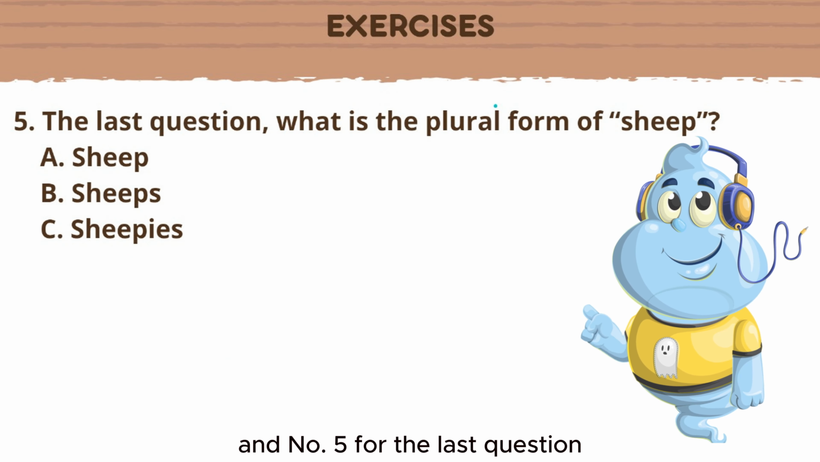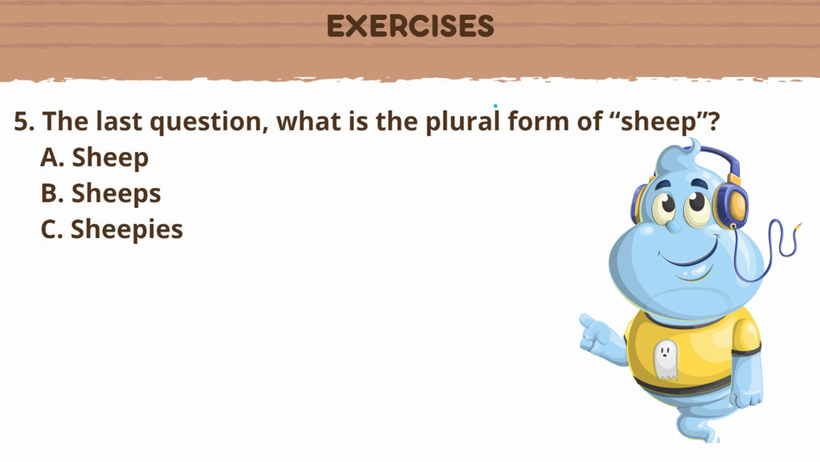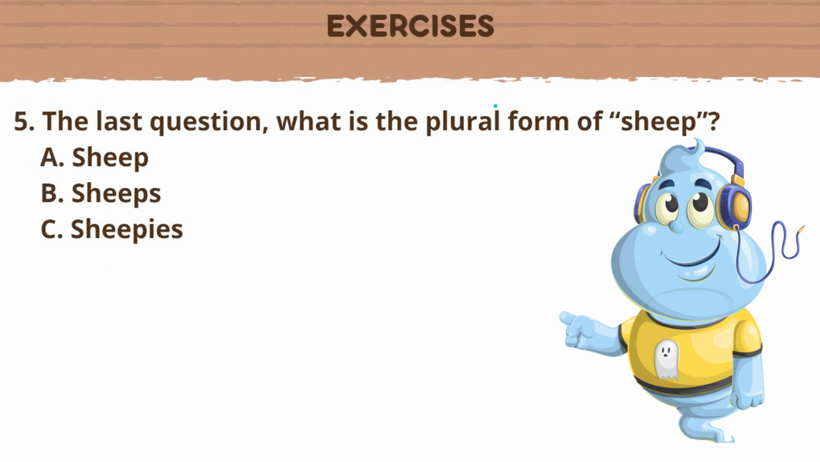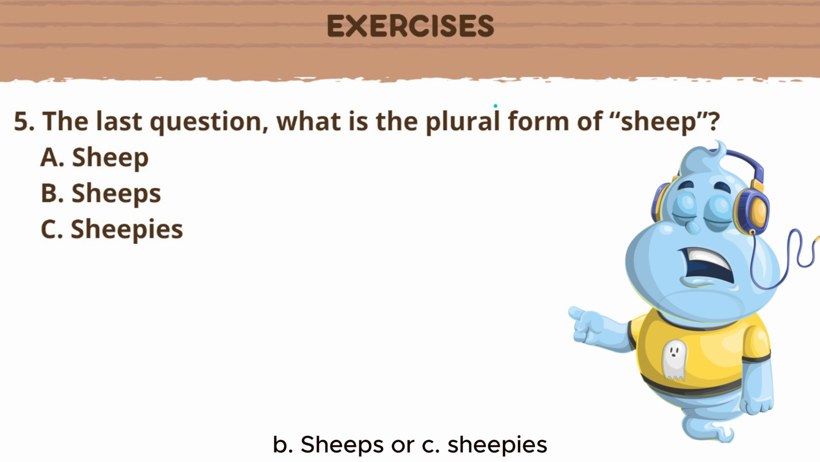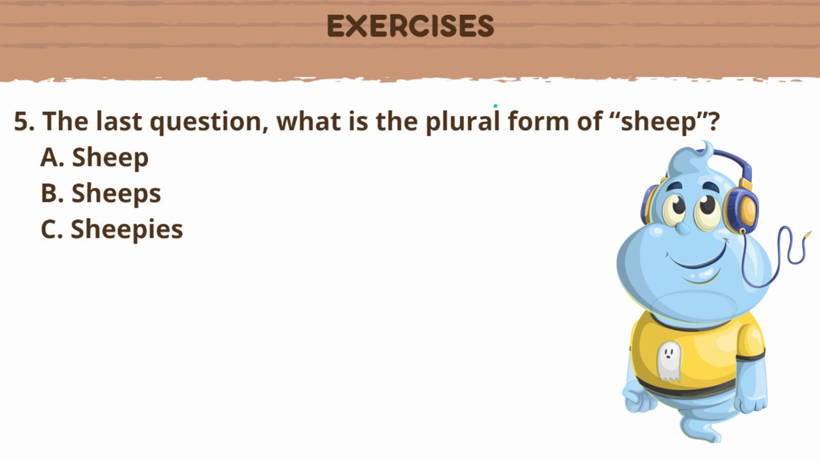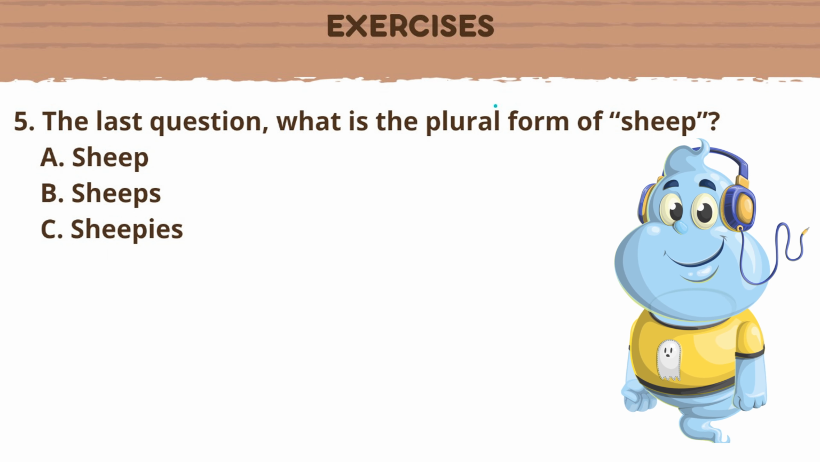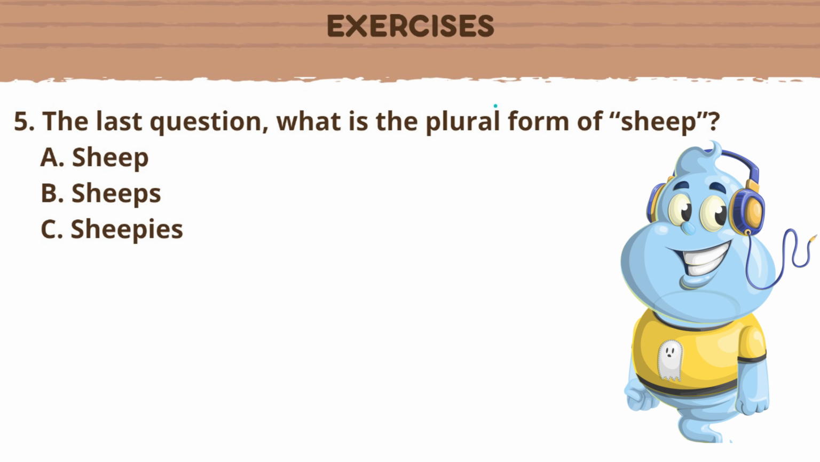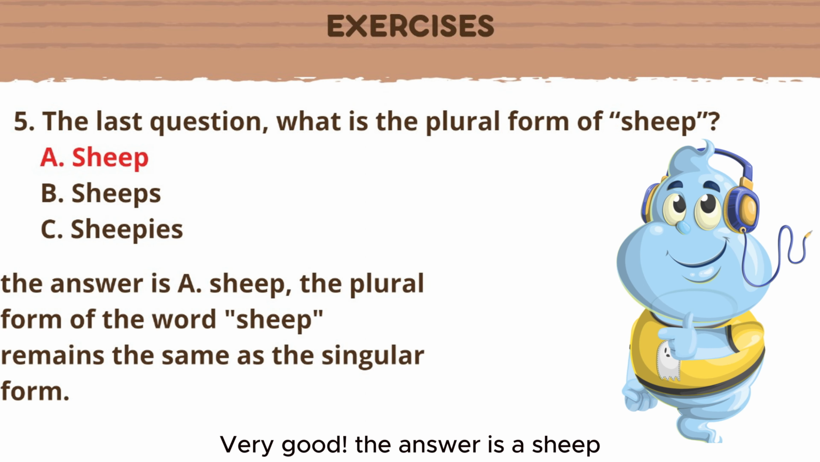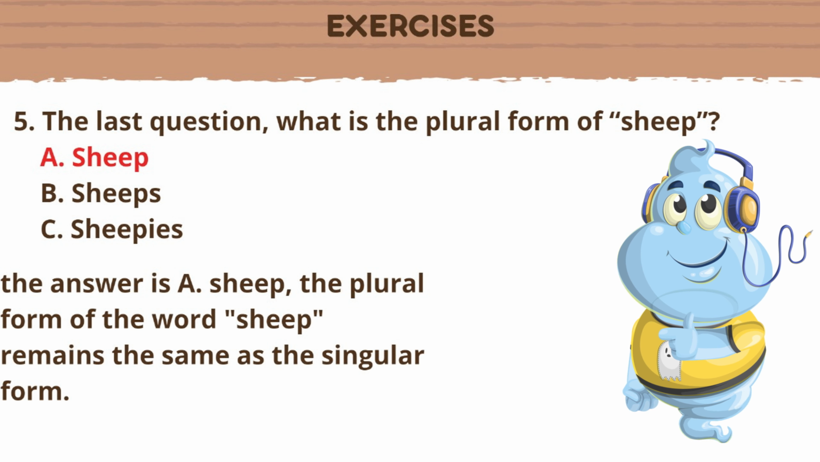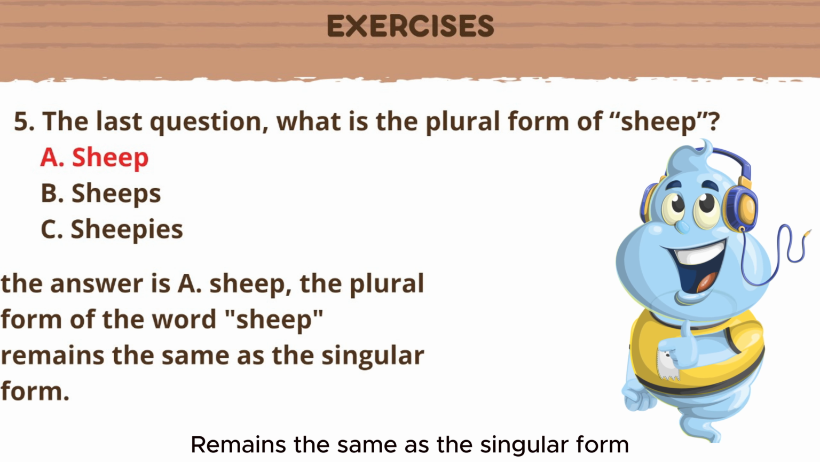And number 5, for the last question, what is the plural form of sheep? A. Sheep, B. Sheeps, or C. Sheepish? Very good. The answer is A. Sheep. The plural form of the word sheep remains the same as the singular form.